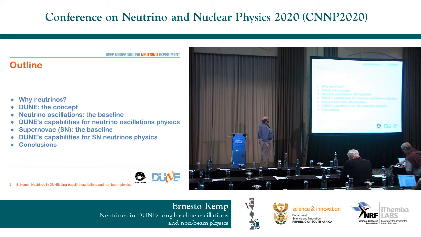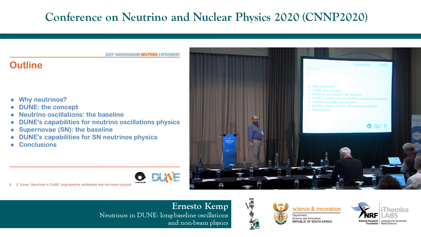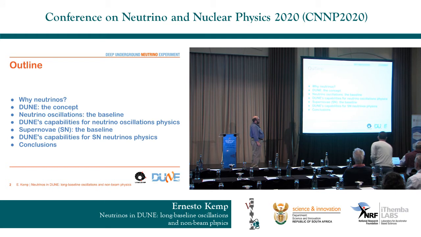And so this is the outline of my talk. It's why neutrinos, why it's so important to study the behavior of neutrinos in the face of features of the standard model. Then I will move to the concept of the experiment and few technical details. And then I move to neutrino oscillations, the baseline, and the capabilities of the experiment to study these important features of neutrino oscillations. Then I will do the same for the astrophysical studies of supernova. And then I will move to the conclusions.